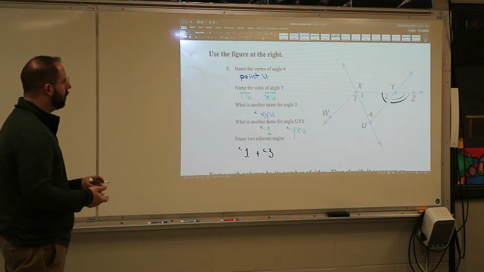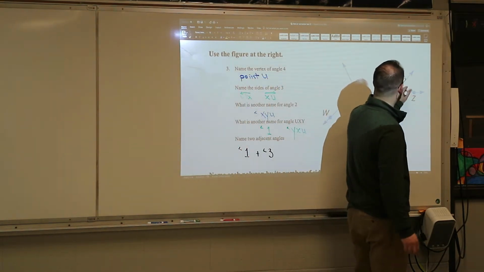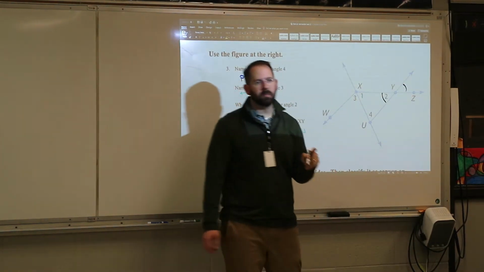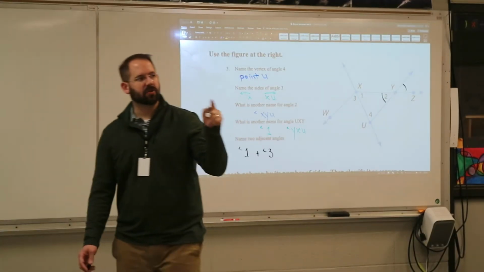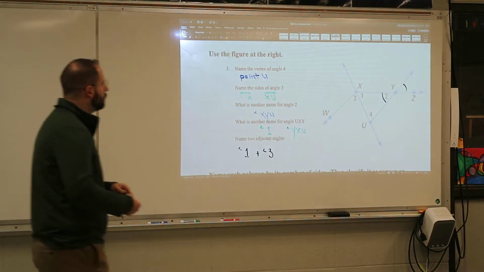If I wanted vertical, I'd probably have to do angle 2 and the one across from angle 2, and I'll have to make up letters. You can always put more numbers in the picture. You can always put extra letters if you need them. So if you needed vertical or whatnot.